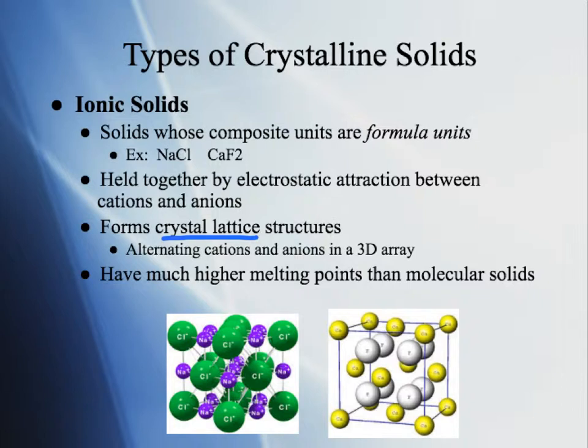All right, so compared to our molecular solids, which were covalent, ionic solids are going to have much higher melting points and boiling points than molecular solids.